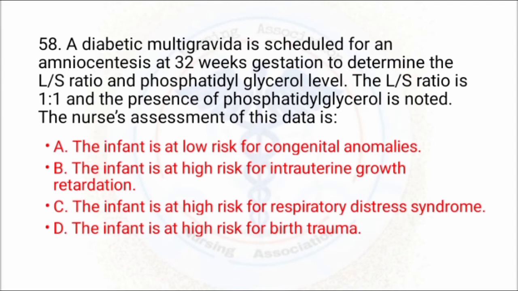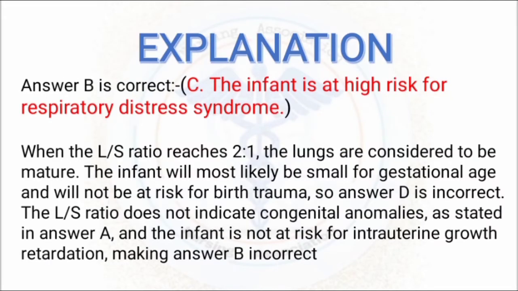So let's see the correct option, and the correct option is option C, the infant is at high risk for respiratory distress syndrome. So let's see why this is correct. When the L/S ratio reaches 2:1, the lungs are considered to be mature. The infant will most likely be small for gestational age and will not be at risk for birth trauma. So answer D is incorrect. The L/S ratio does not indicate congenital anomalies as stated in answer A, and the infant is not at risk for intrauterine growth retardation, making answer B incorrect.